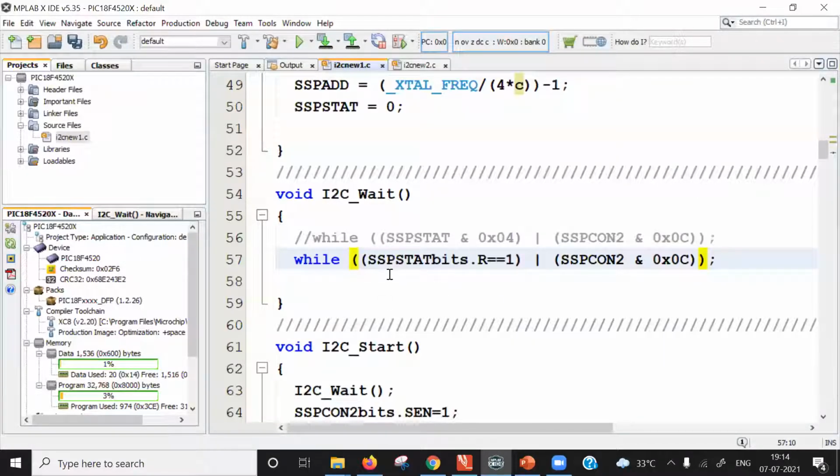Now how is it checked and what is the meaning? Which bit am I checking here? The R bit of the SSP status register. I will continue for 3-4 minutes. I will complete this SSP status register, and then I will end the session.